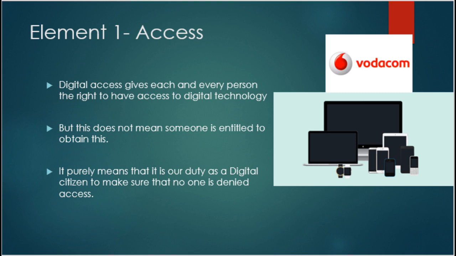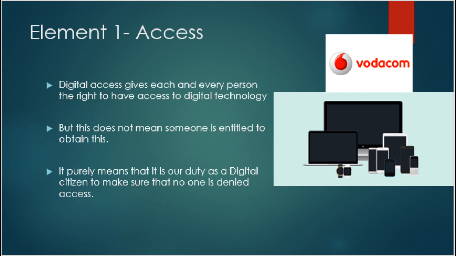As we know, this element is purely about anyone being given the right to obtain digital technology such as a smartphone, computer, tablets. They're not entitled to it. So an example of this would be that everyone in South Africa has access to network providers such as MTN, Vodacom, Cell C, and many others. But a person has to pay to get the access.